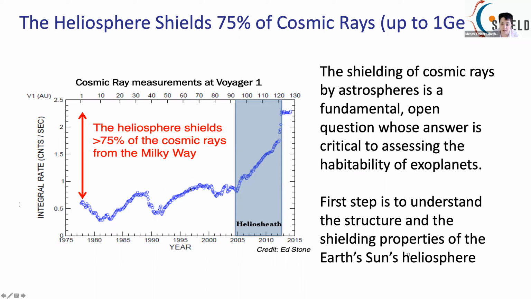Now, the question of how much you need to shield to have life is an interesting one, because you do need galactic cosmic rays. They are key to some of the chemical reactions that are important for the creation of life, but you don't want too much of them. So it's interesting that our astrosphere has 75%, and this should be explored more.